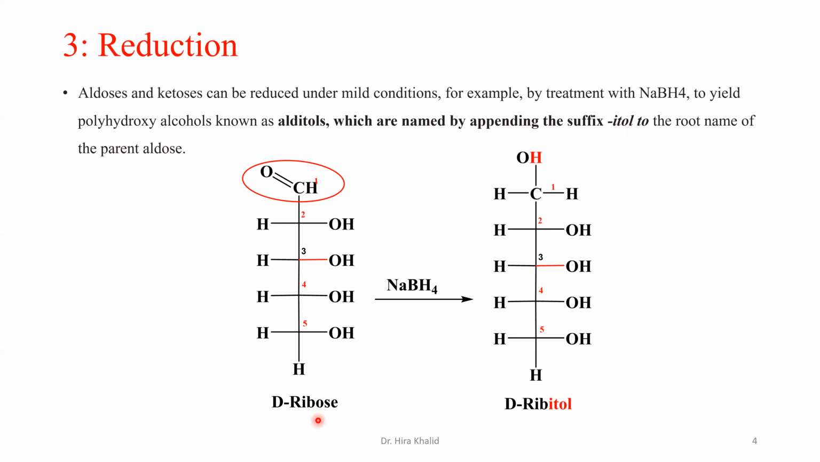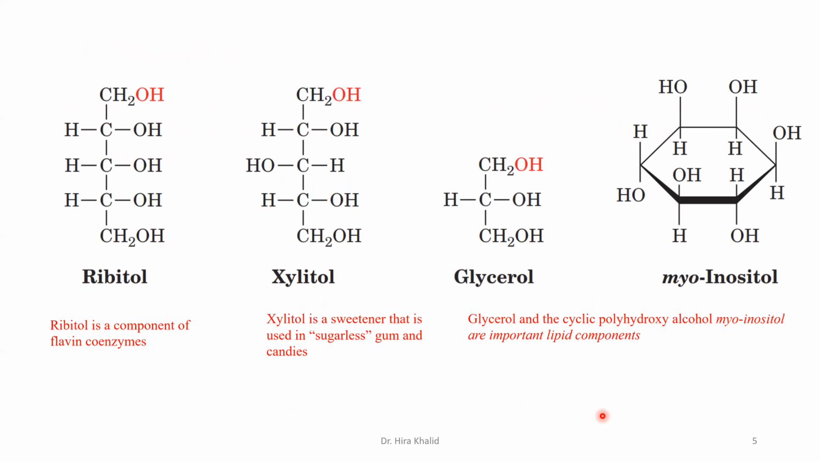So this is ribose, which is a five-carbon aldehyde-based aldose sugar. This is converted by reduction into D-ribitol. In the next slide, I will show you some of the itols which are the reduction products of carbohydrates, and I will give you an idea of the broad spectrum of their applications.